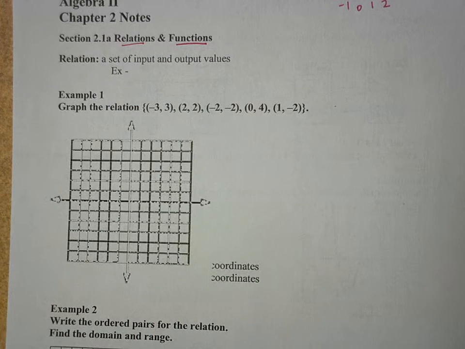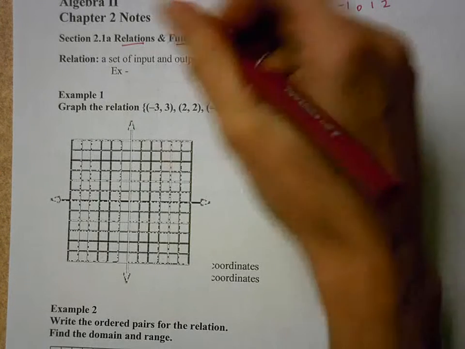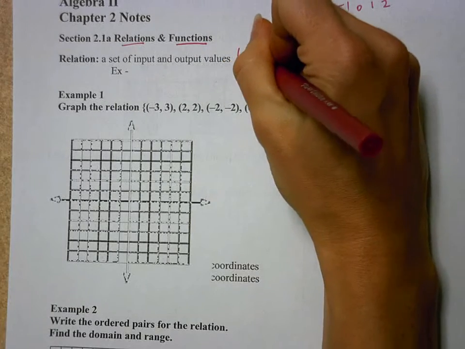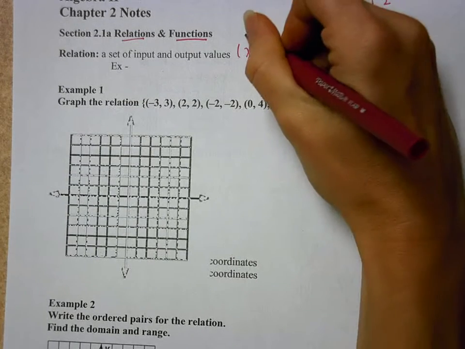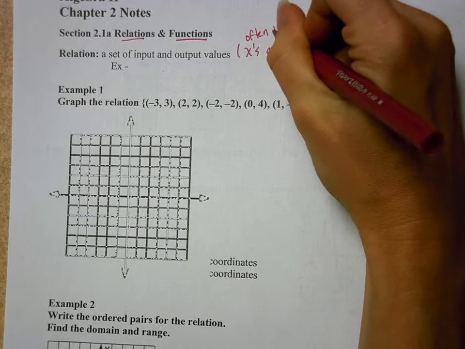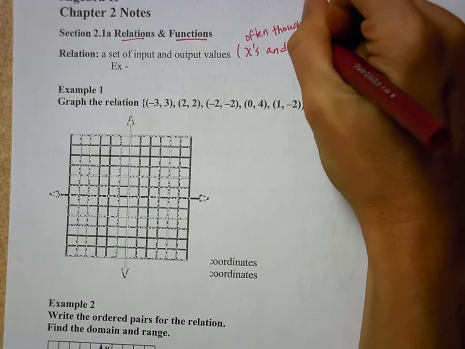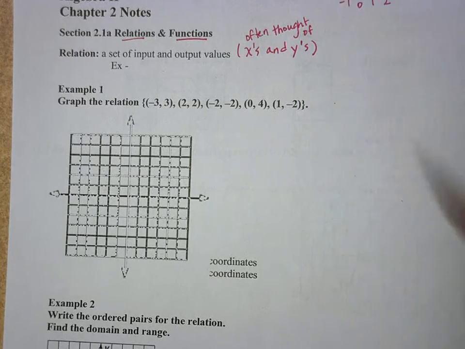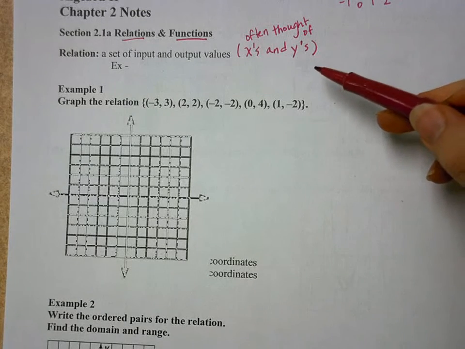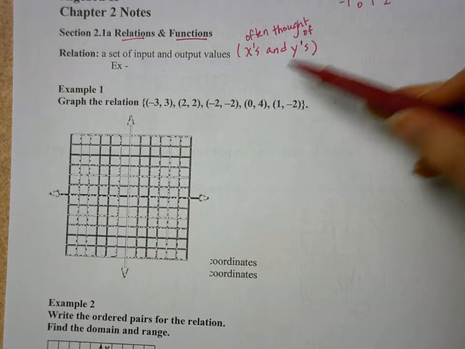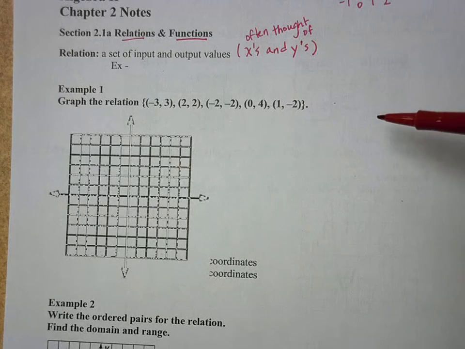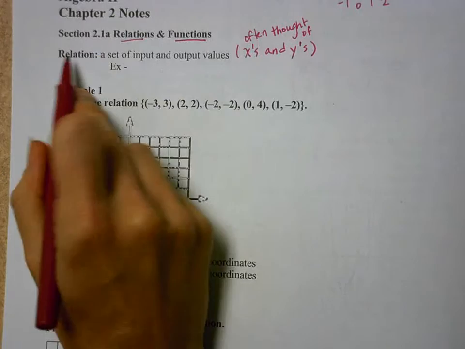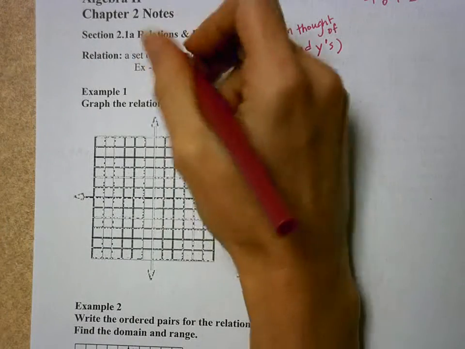A relation is just a set of input and output values, often thought of as x's and y's. Why don't they just say x's and y's? Because as we start moving into higher level math, it's not always called x and y. You might have an input like A and an output B. But a relation is just a bunch of inputs and outputs.